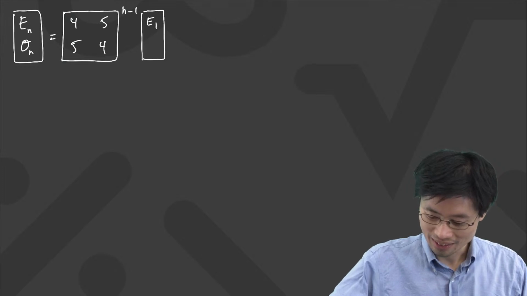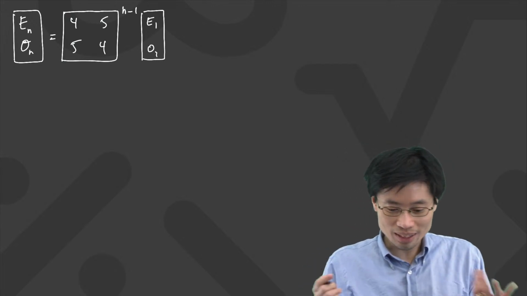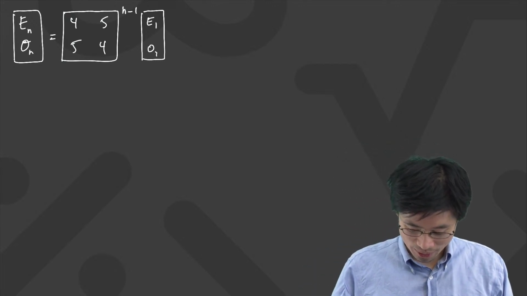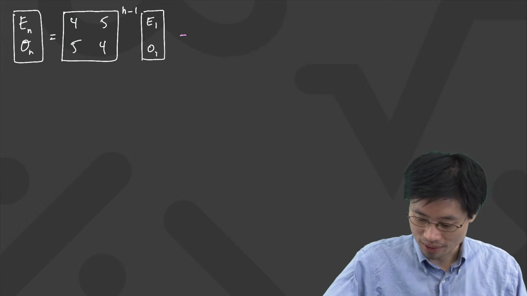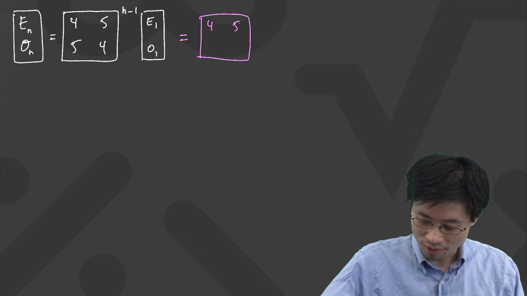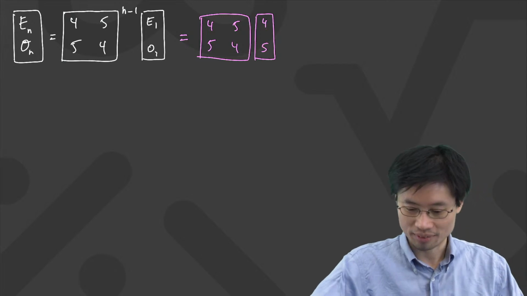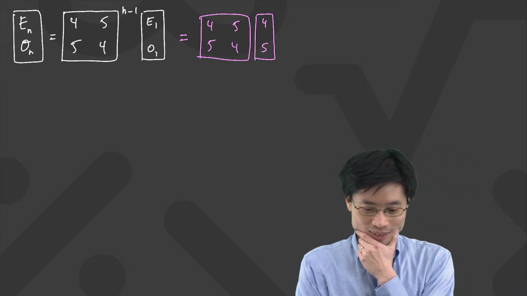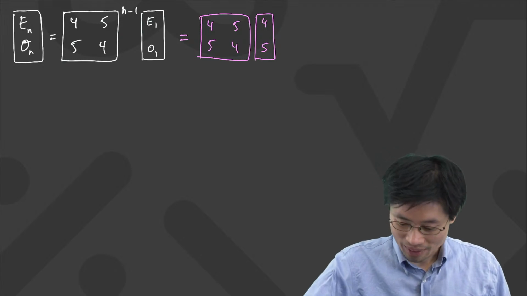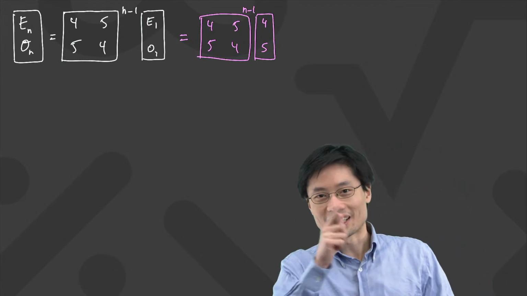And like we know those numbers. Yes, and we know what E1 and O1 are. Let me just write an equal sign because I'm going to write it all out. 4, 5, 5, 4 times E1 was 4, O1 was 5. Oh no, I missed the power. The power needs to be here, n minus 1 power. Okay, that's ugly still though.